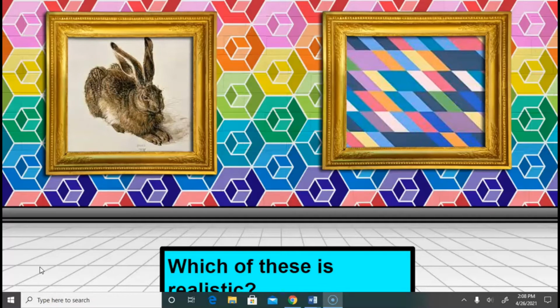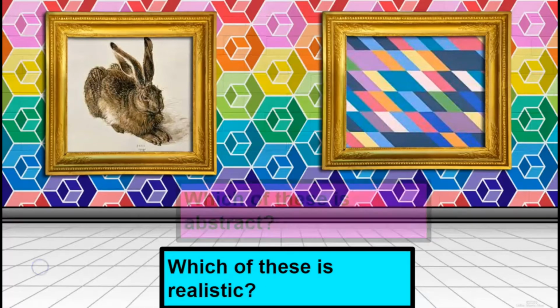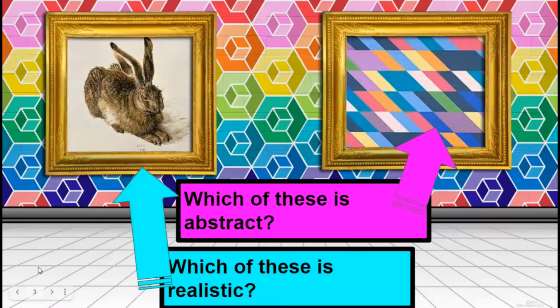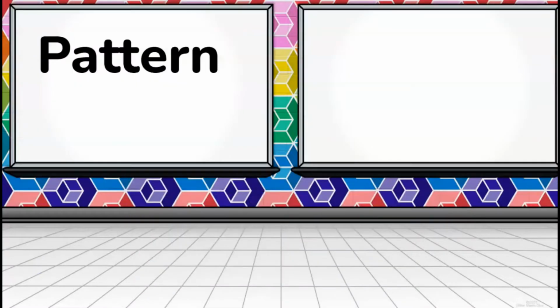And the painting on the right is by artist Bridget Riley. So which one is realistic and which one of these do you think is abstract? Remember, realistic looks like something that is real. Abstract does not look like anything that is real. So the bunny is realistic, and Bridget Riley's, it looks like diamonds. They are abstract.